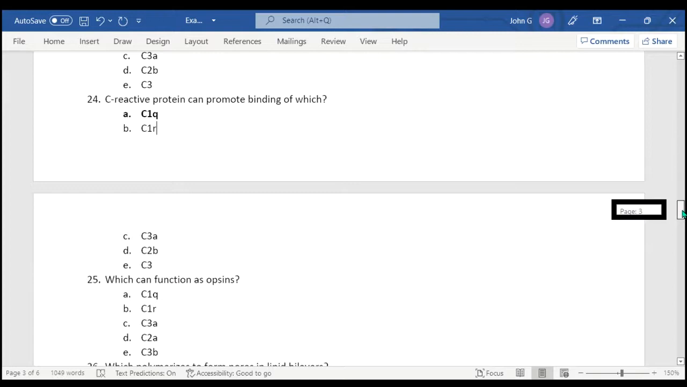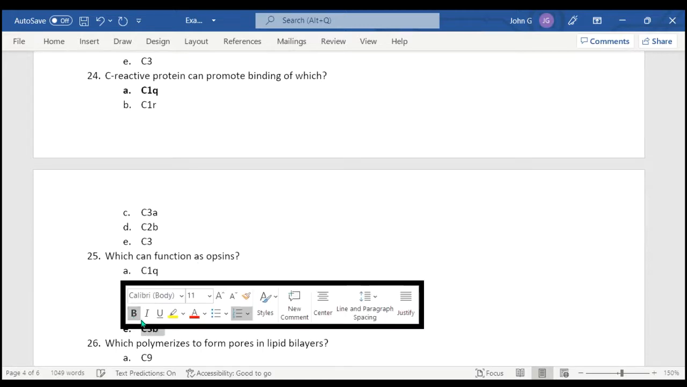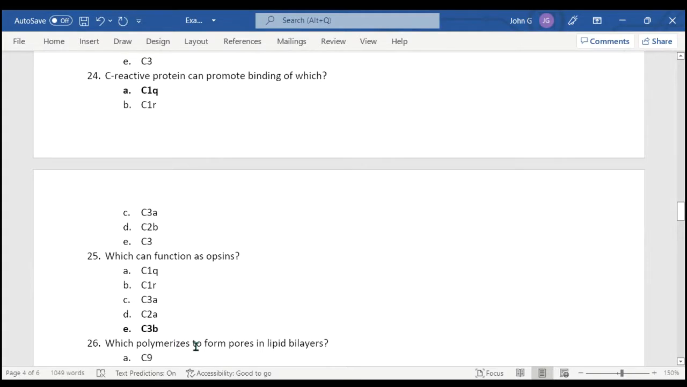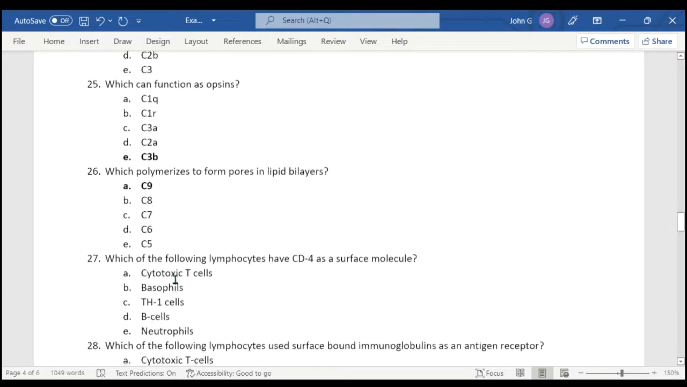Which can function as opsonins? So opsonins, these are things that stick to surfaces to mark them for phagocytosis. Remember that the B components are what serve as opsonins, especially C3b and C4b. Those are your two biggest opsonins in complement, C3b and C4b. Which polymerizes to form pores in lipid bilayers? That's going to be C9. C9 polymerizes, 10 to 16 molecules of it will insert into the membrane in a pore to open a hole.